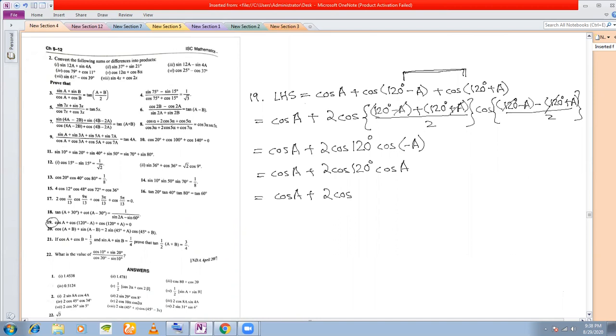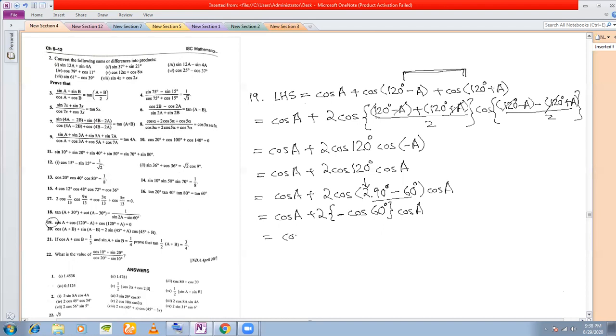How will you change? You write this as 2 into 90 degree minus 60 degree, cos a. Now what happens? Cos a plus twice. Now see, we have written it as an even multiple. So cos remains cos, with a minus sign. Why? Because this angle is in the second quadrant, in which cos is negative. That is why a minus sign, into 60 degree, cos a.